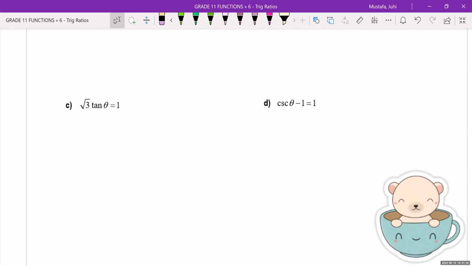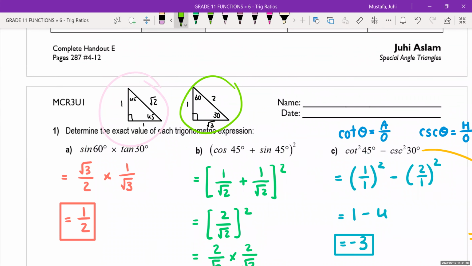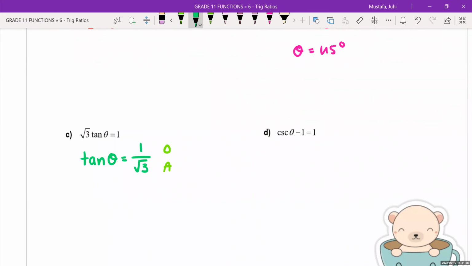√3 is a coefficient here. So in order for us to get rid of it, we can actually divide both sides by √3. So this is going to give me tan theta is equal to 1 over √3. This is like opposite over adjacent. √3 is only available in this triangle over here, the 60-30. So which one of those, 60 or 30, gives you tan to be 1 over √3? 30 degrees is correct. So theta is just going to be equal to 30 degrees.